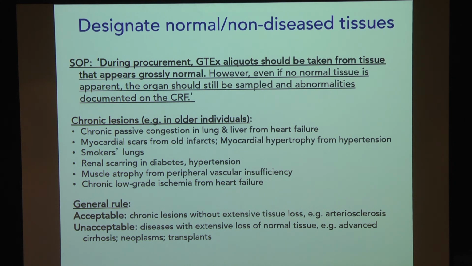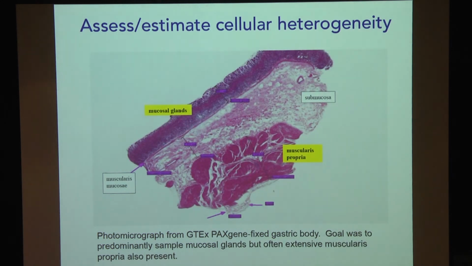So the general rule for inclusion in GTEx, which pathologists performed, was that a tissue was acceptable if it had these chronic lesions without extensive tissue loss, but that was documented. It was unacceptable if we encountered diseases with extensive loss of normal tissue, or advanced cirrhosis, neoplasms, and so on. That said, we didn't discard those tissues, we kept them, and I'm sequencing them regardless. Another thing pathology did was to assess and estimate the cellular heterogeneity. Here's an example of one of our stomach samples.